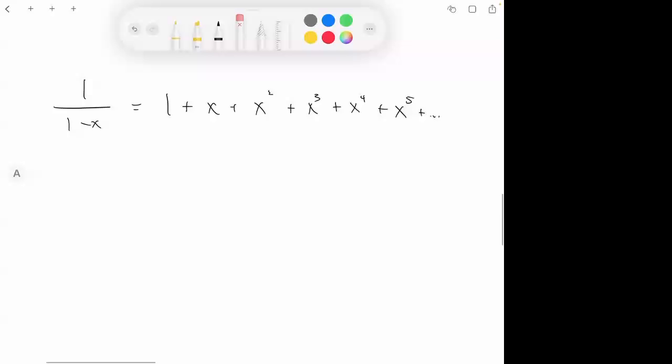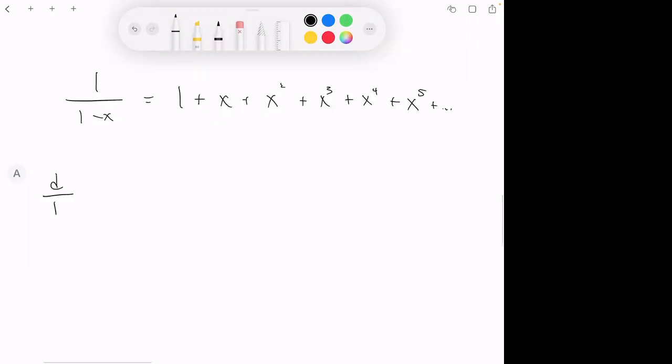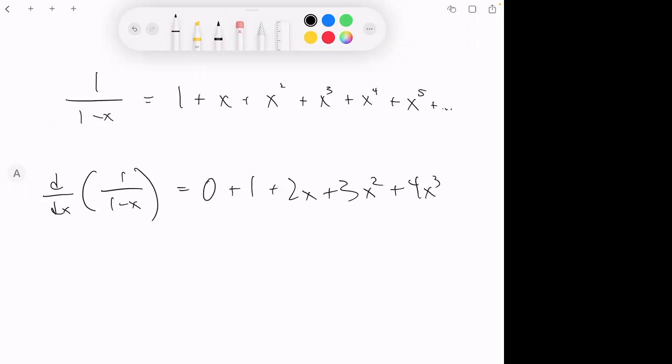well, the first thing I thought was, what if we were to take the derivative of both sides, right? If we were to take the derivative of both sides, don't worry about what happens over there. On the right side, we would get 0 plus 1 plus 2x plus 3x squared and so on. And so we do have these new coefficients now that have all appeared, but they're all in the numerator, right? We need them to be in the denominator. So rather than taking the derivative, we'll take the antiderivative.